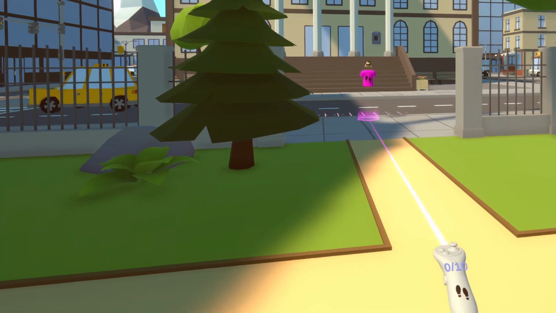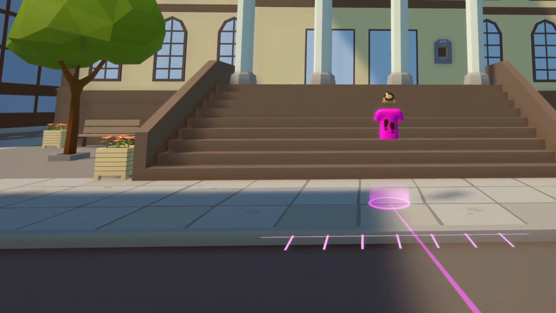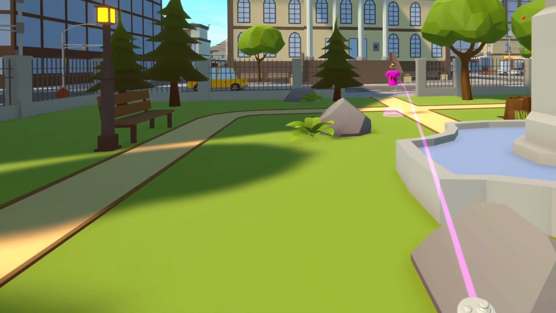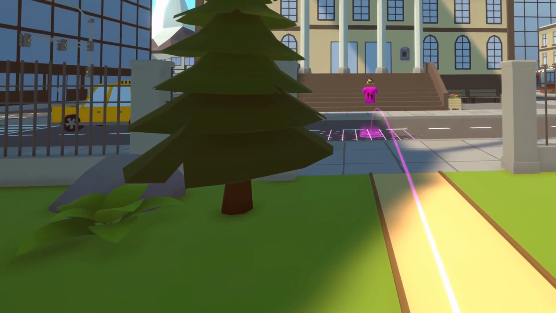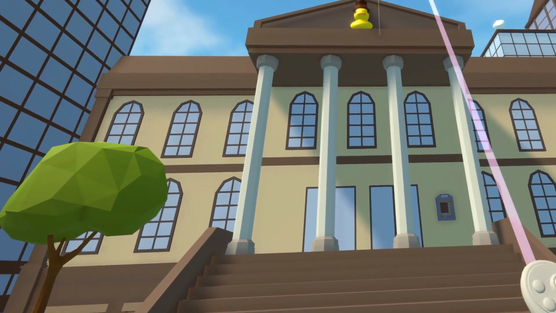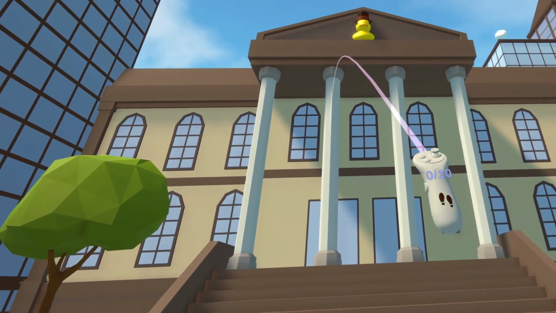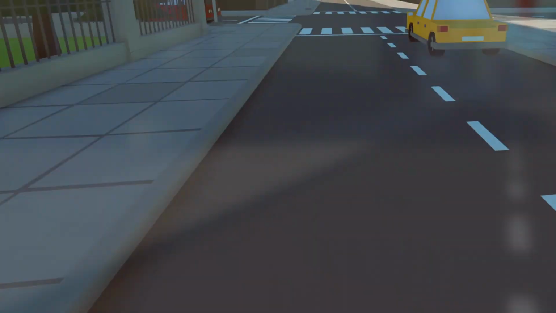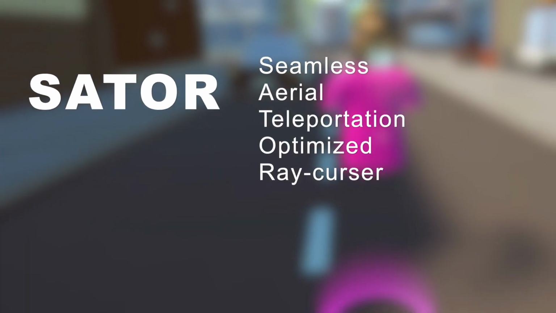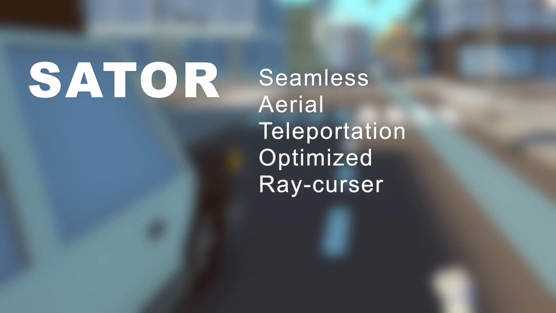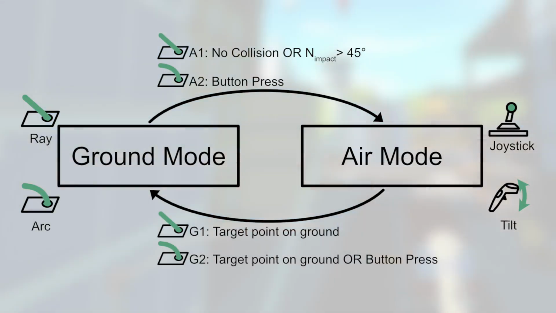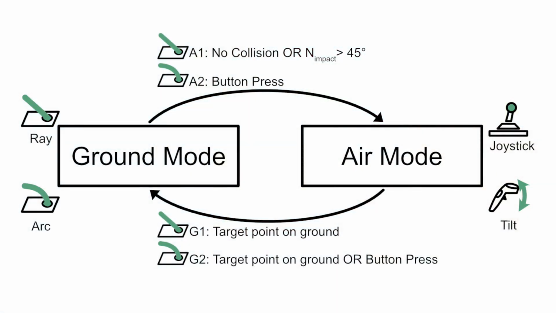With traditional target selection-based teleportation, target points are usually restricted to intersection points of a straight ray or parabolic arc with the scene's geometry, not allowing users to select mid-air targets in order to observe points of interest on other elevation levels. To solve this problem, we created SATOR, a 3D teleportation technique that allows users to select mid-air targets while also considering air-to-ground and ground-to-air transitions for seamless, unrestricted navigation.